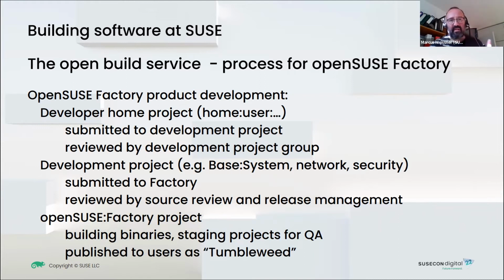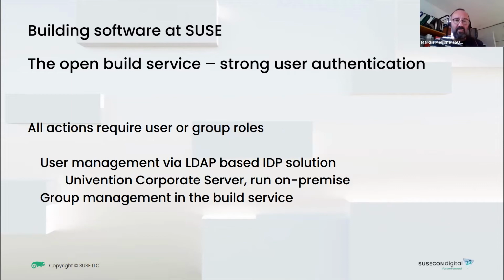We can define that in there, and mirror the access restrictions in whatever way is fit. The user management is done via an external LDAP-based IDP solution. We here at SUSE use Univention Corporate Server. That's a Debian-based commercial product that is run on-premise, so that we still have full control over the user management and the build service. So the build service is also hosted in the SUSE data center. The group management is not in LDAP, it's managed in the build service itself.